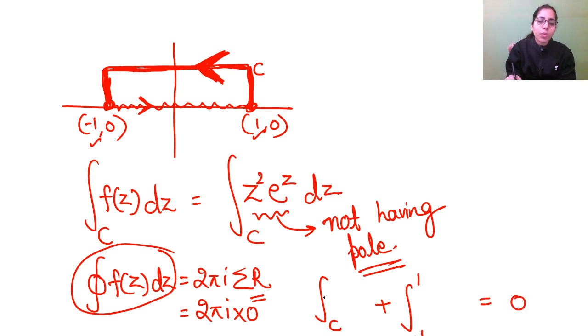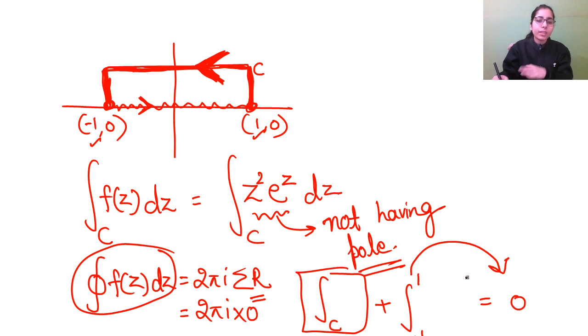Clear? Since we want to find only this much integration, we can take the other part to the other side. And we will just solve that part with the normal integration, and that's how we will get the value of integration over the open contour C.